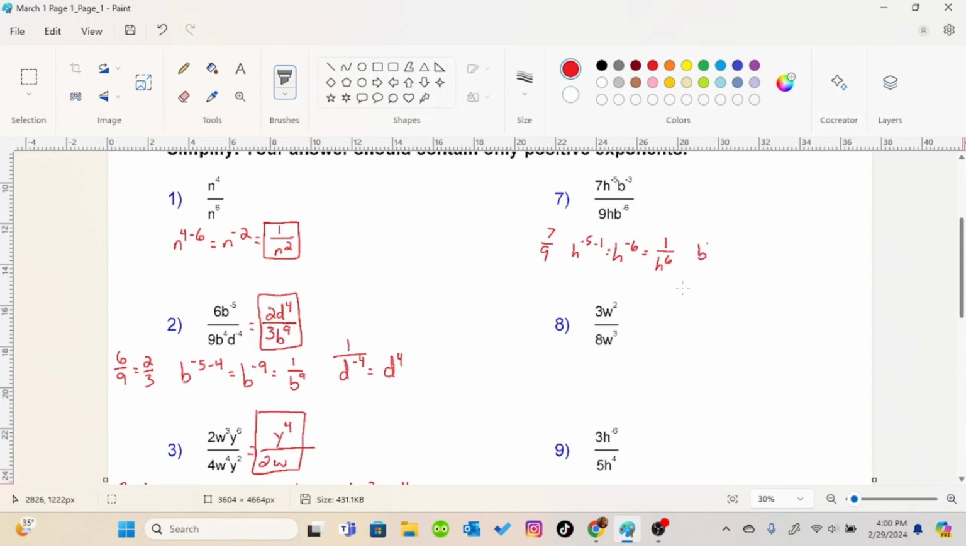For b, we have negative 3 on top minus negative 6 on bottom. Minus a negative becomes addition, so that's negative 3 plus 6. And negative 3 plus 6 becomes 3. So now, on the top, we have 7b cubed. And on the bottom, we have 9h to the power of 6. And this is our final answer.